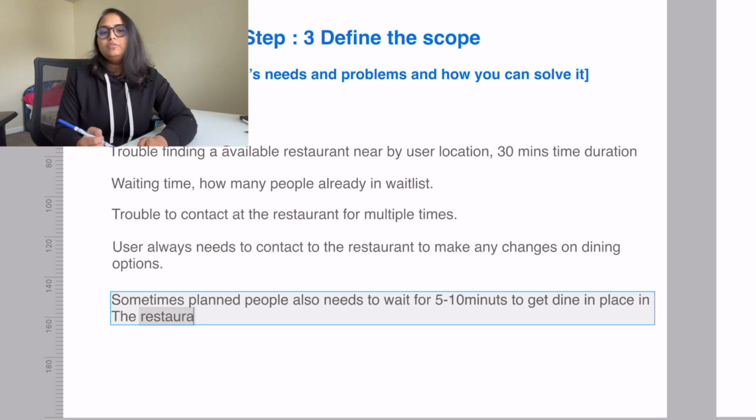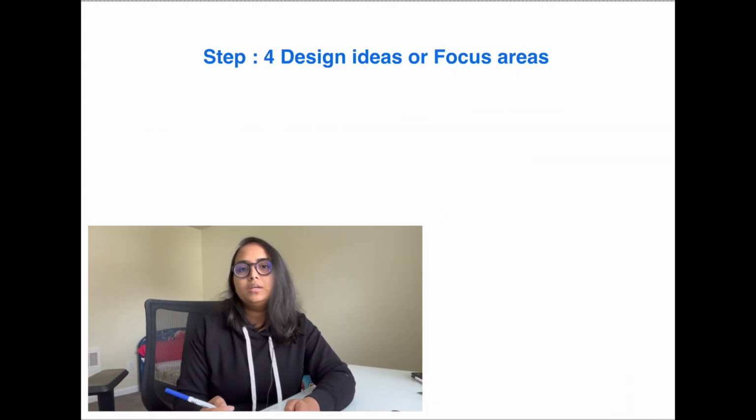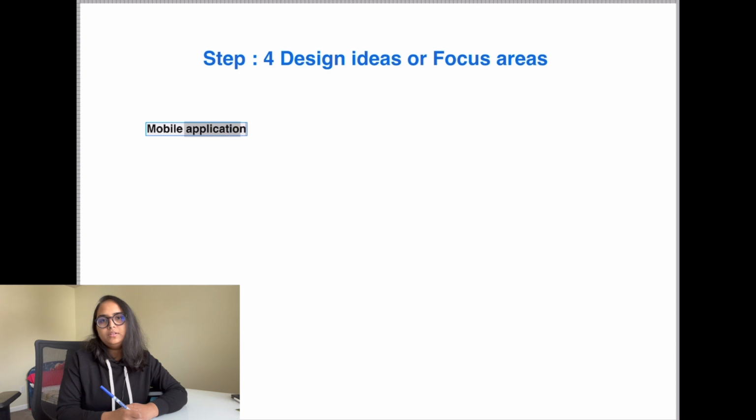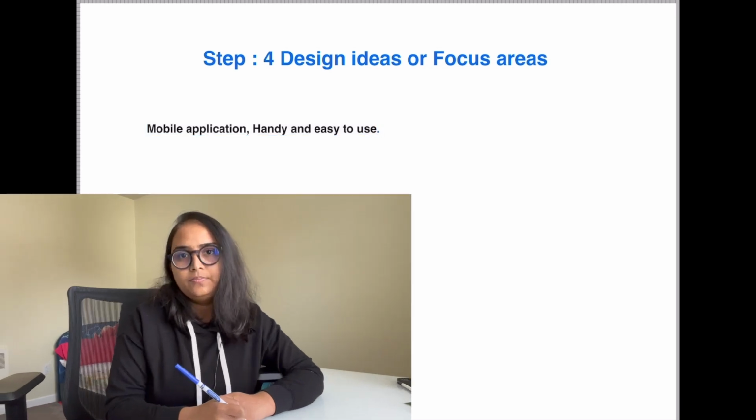So now we define our scope for the problem. The next step is to make a list of focus areas, the design ideas that we are going to work on. Our first design idea is a mobile application, which is handy and the user can use whenever they want.